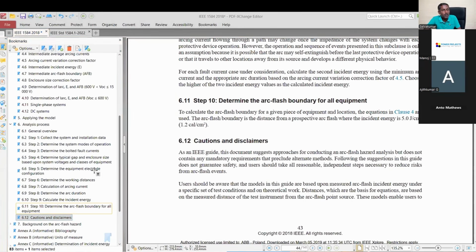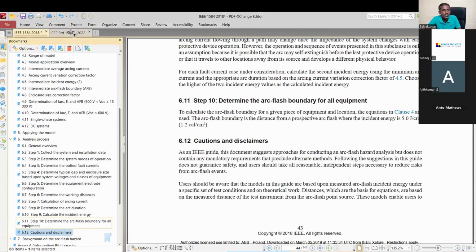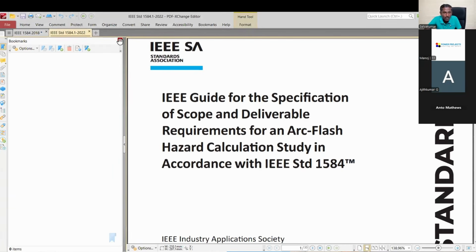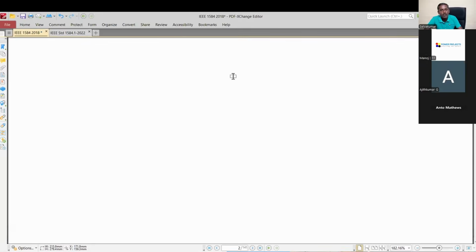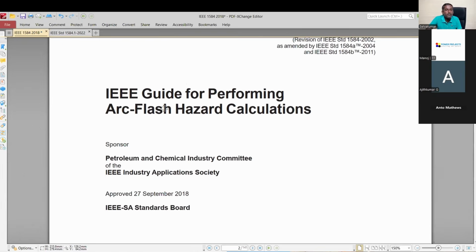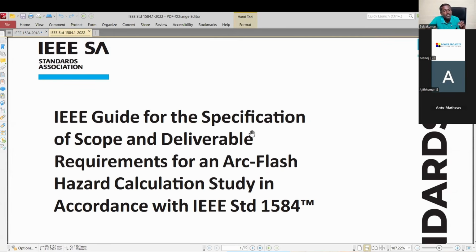This is what the standard is talking about. And in addition to IEEE 1584, you have to understand IEEE 1584.1. IEEE 1584.1 is a guide for performing arc flash hazard calculations. That means it helps you develop a model to find out incident energy and arc flash boundary. It guides the specification and scope of deliverables when an arc flash hazard calculation is performed by a consultant and probably a plant facility owner.